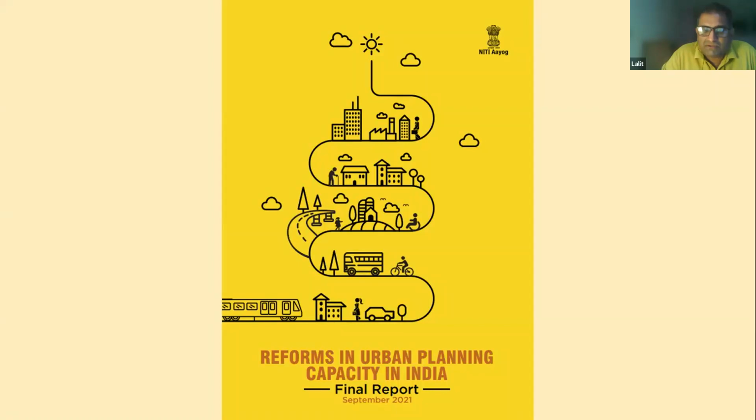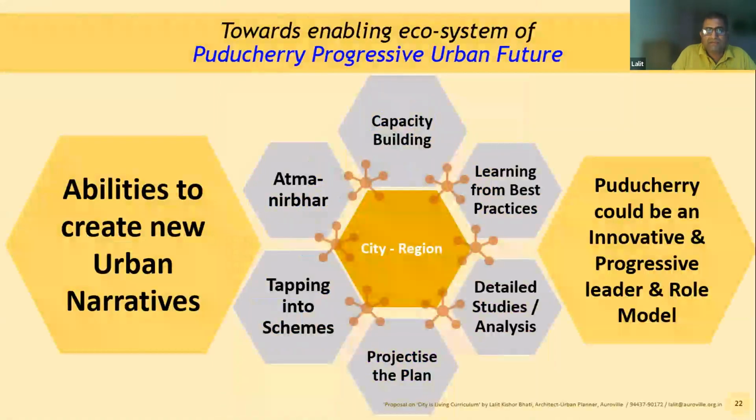So there is a document which has come from Niti Aayog. This is a more than 100-page document which talks about reform in urban planning capacity in India. This is a report you can just Google, check, download and read. This is huge. The first time this kind of a report has come from Niti Aayog level, and there's a major thrust on how the planning capacity has to be increased. So cities are the playground.